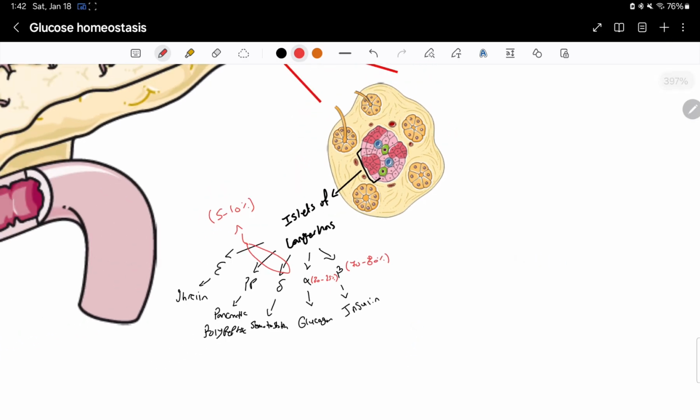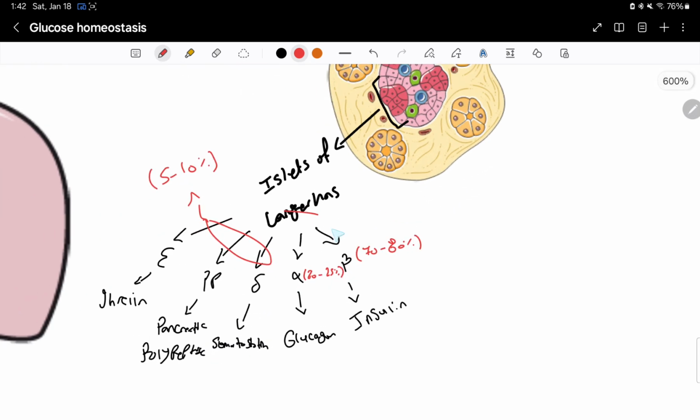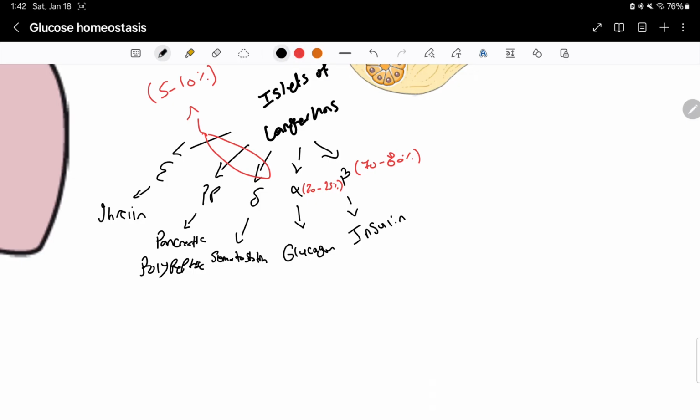Okay? So again, one more time, the islets of Langerhans have all of these endocrine cells, whereas the pancreatic acini contain those digestive enzymes secreted during digestion and absorption. The islets of Langerhans consist of beta cells, alpha cells, delta cells, pancreatic polypeptide cells, and epsilon cells. These 3 together make up about 5 to 10% of the islets. The alpha cells make up about 20 to 25%, and the beta cells make up about 70 to 80%.